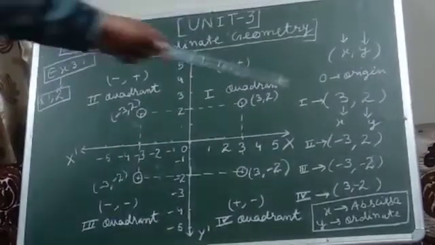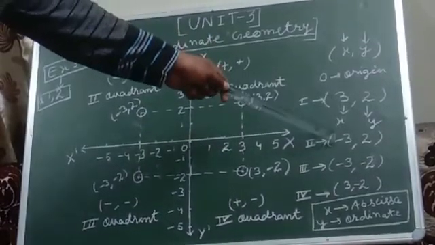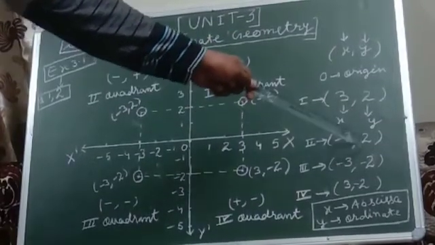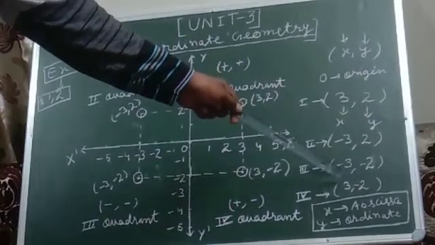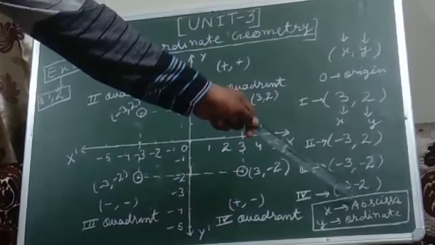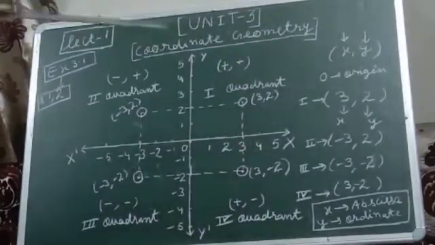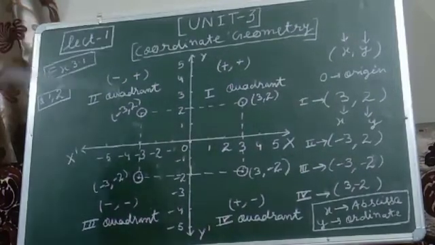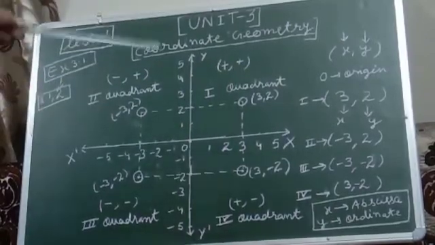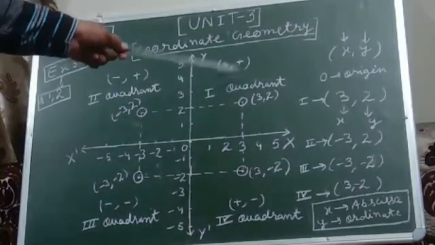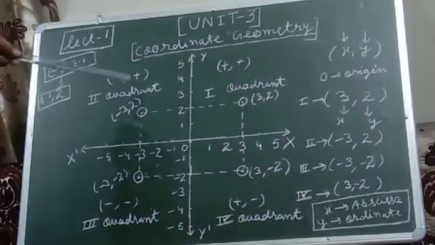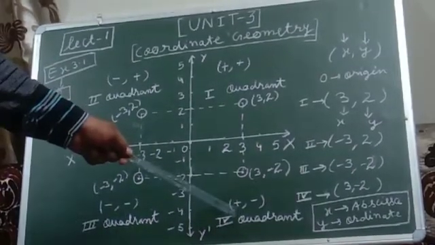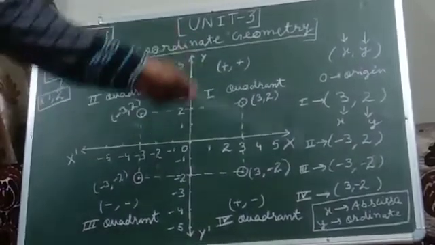You can see that when we change the sign, the position changes. Whenever we change the sign of the value, whether of x or of y or both, the position of the point changes. So what we can conclude from here is that in the first quadrant both x and y are plus, in the second quadrant x is minus and y is plus, in the third quadrant x is minus and y is also minus, and in the fourth quadrant x is plus and y is minus. Suppose any of the values becomes 0.